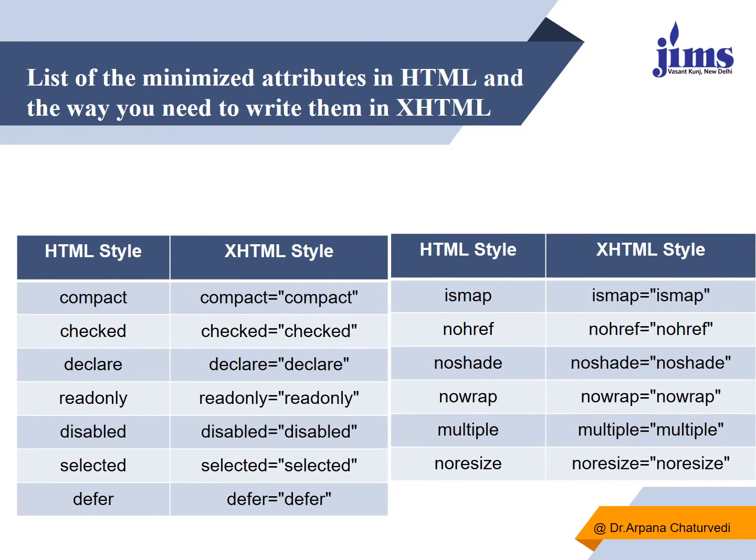These are the list of minimized attributes in HTML and the way you need to write them in XHTML. In HTML you are able to write compact, checked, declare, readonly, disabled, selected, defer, ismap, nohref, noshade, nowrap, multiple, noresize. Here in XHTML it is not at all like this. For each and every attribute you have to use equals to and, within double quotes, the value of the attribute.